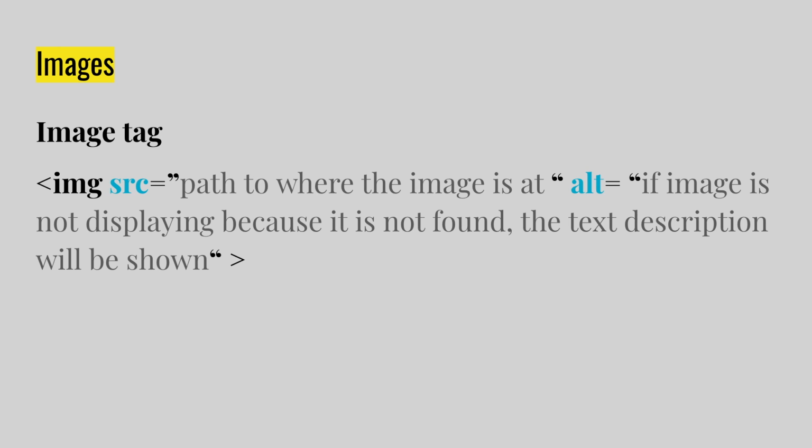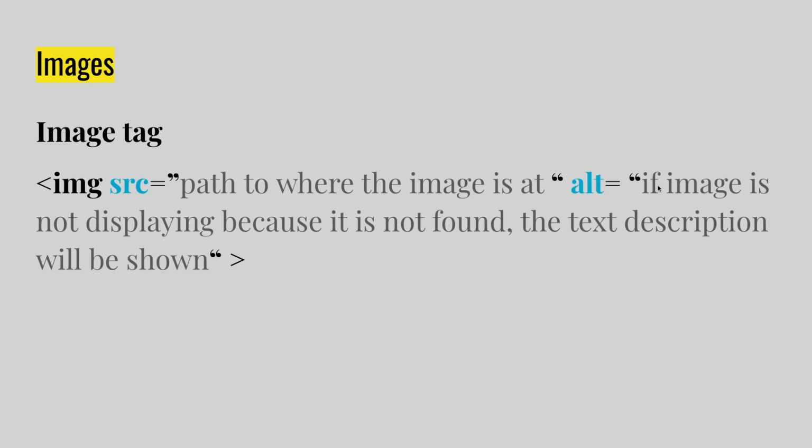Okay. Now we're going to go over images. We touched on this a little bit, so we kind of went over an image tag, and if you remember, the image tag is going to have the left angle bracket, and then you would type in img. Remember, you needed a source, and that's the path to where the image is at. And for this class, we have our images in a file, so the path will be to that file and the name of that image.